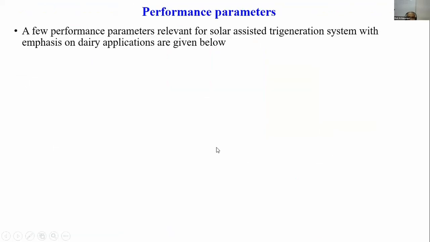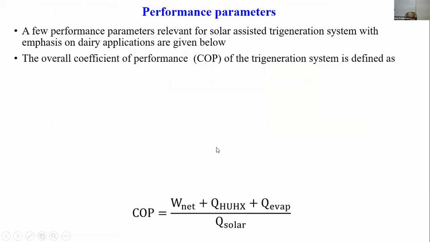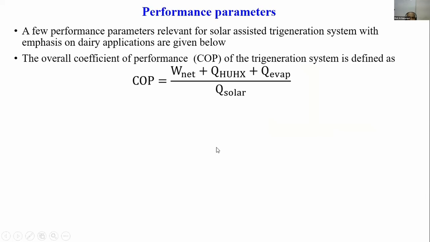And here we have again defined the performance parameters, just like overall COP. Even though we are getting power output, we still prefer to use the term COP. The COP consists of three outputs in the numerator: the excess power that we are getting from the turbine, the heat that we are using for pasteurization of milk, and finally the refrigeration capacity for chilling of milk. And the only input is the input in the solar collector.